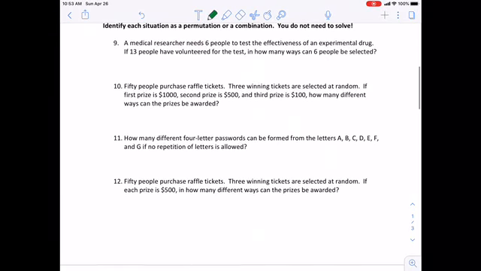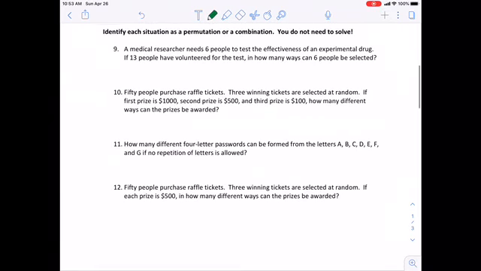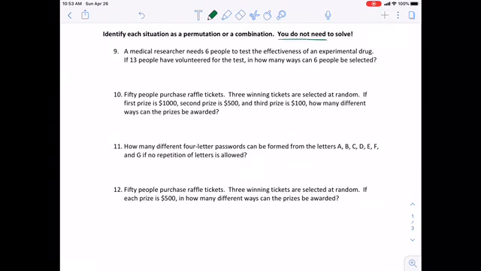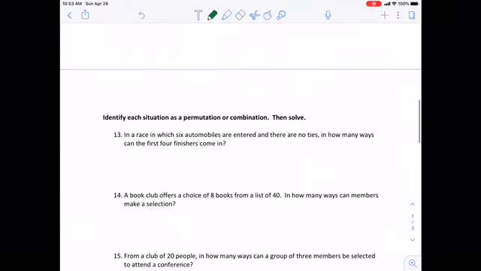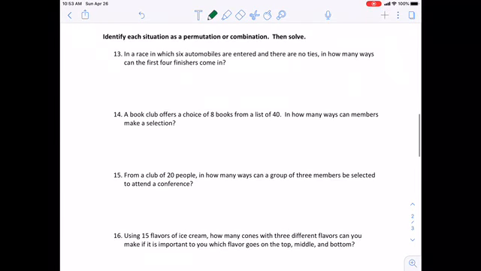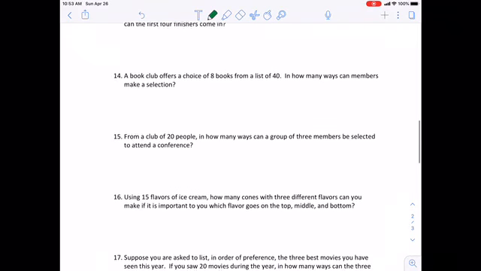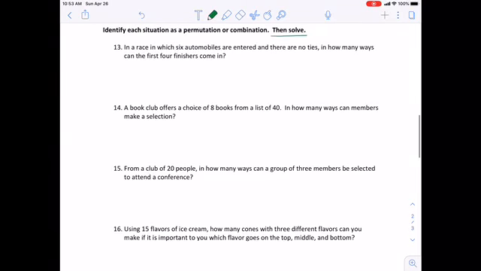In this next section, problems 9 through 12, I just want you to identify the situation as a permutation or a combination. And please notice that you do not need to solve. But in this next section, you are going to identify each situation as a permutation or a combination, and then you are going to solve. So keeping that in mind, I'm going to let you go ahead and try this assignment.